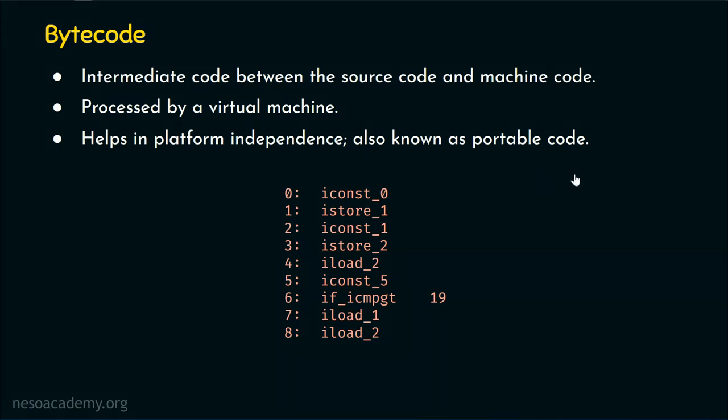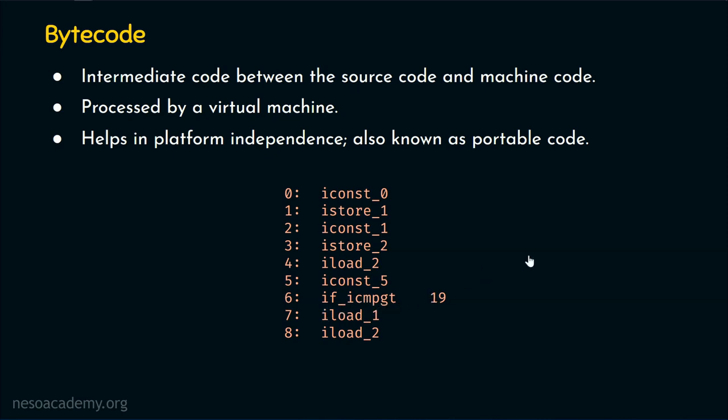For example, let's say we have a code where we declare some variables or references and want to do a comparison between the values of those variables. Now this is how the same code will look like in bytecode, where keywords like iconst, istore, and iload are used for storage of values, assignment of values to a variable, and retrieval of values from a variable in the memory.